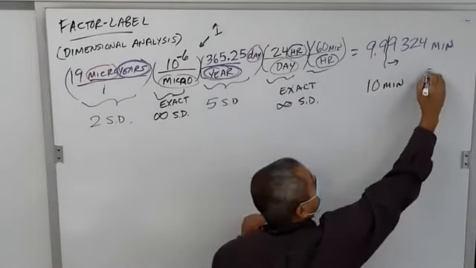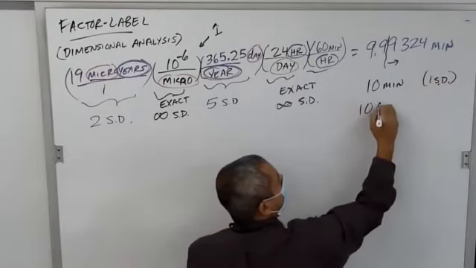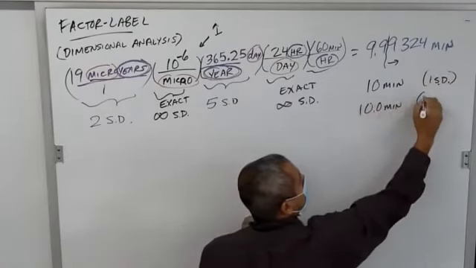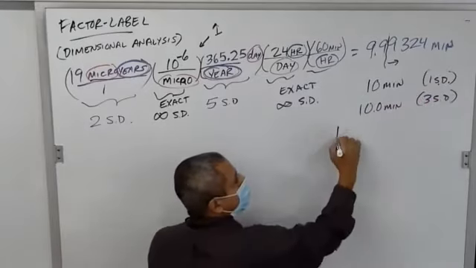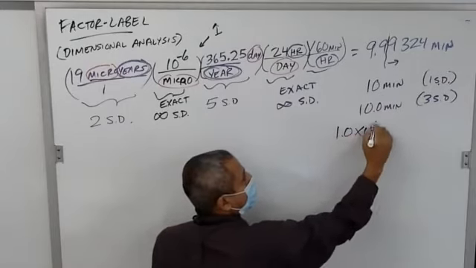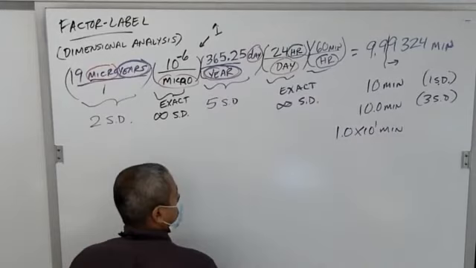Okay, so if I wrote 10 minutes like this, that is 1 significant digit. If I wrote 10.0 minutes, that's 3 significant digits. It's 1.0 times 10 to the first minutes. All right, and so this is the correct answer.